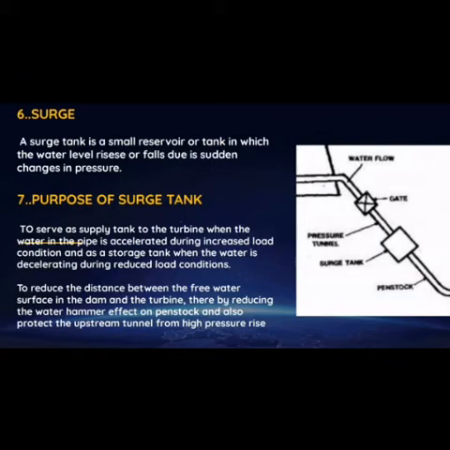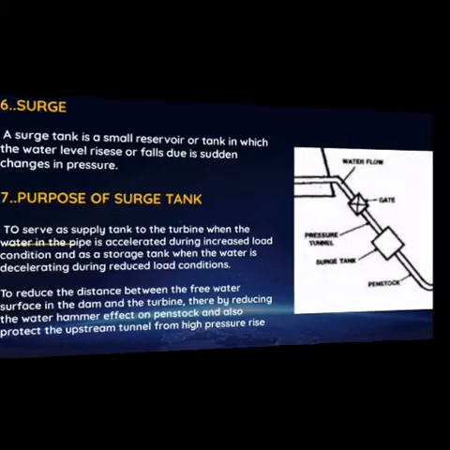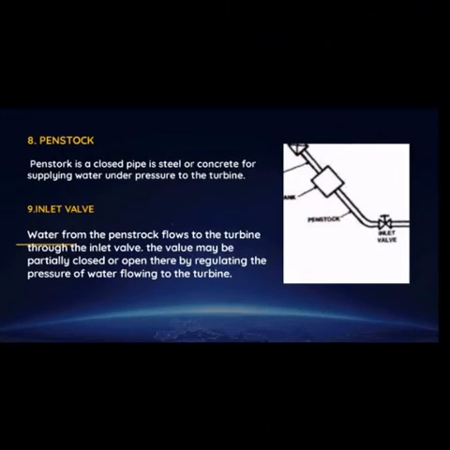reduced load conditions. So to reduce the distance between the free water surface in the dam and the turbine, there by reducing the water hammer effect on the penstock, and also protect the upstream tunnel from high pressure rise. And this is a surge tank and this is a pressure tunnel.